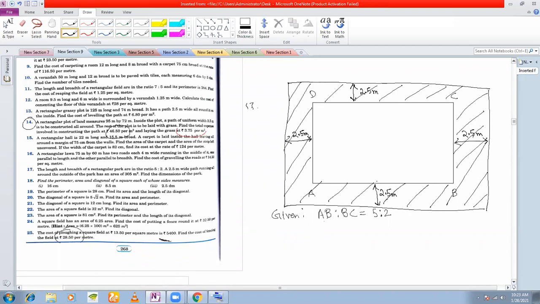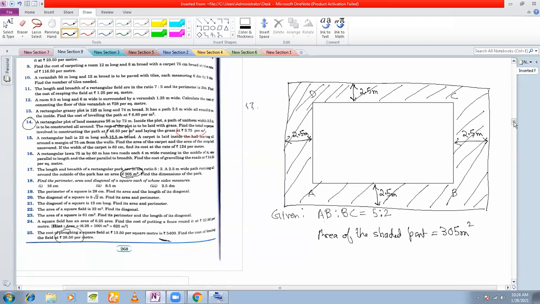And this has an area of 305. So the area of the shaded part is equal to 305 meter square. Clear? If you read the sentence, a 2.5 meter wide path running all around the outside of the park has an area of 305 meters square. That means the area of the shaded part is given to you, 305. Question is, find the dimensions of the park.